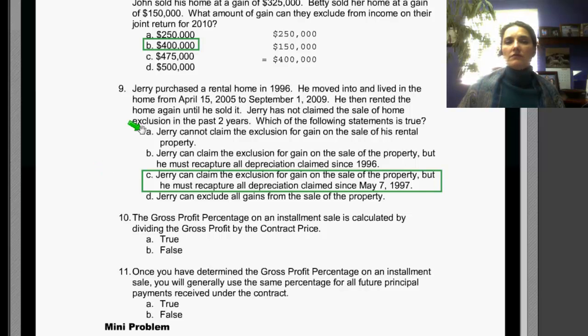Well, there's no gain on the sale of a rental property because this is a sale of a home, because he met the ownership and use test 2 out of the last 5 years.